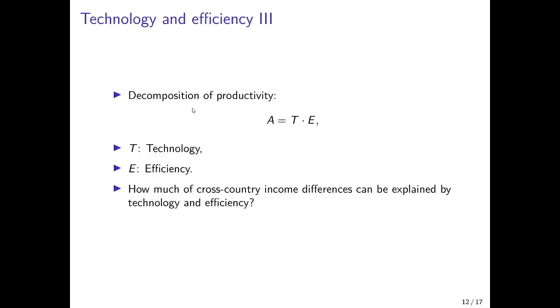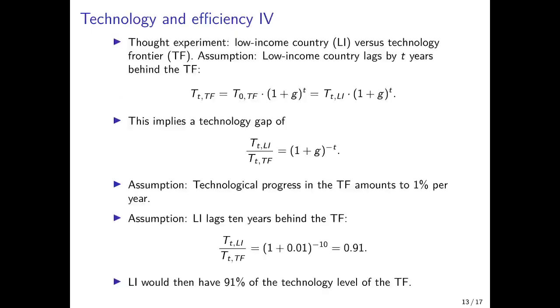Formally, we can write it down as it is done here. So productivity would be the product of technology T and efficiency E. And now we ask ourselves how much of the remaining cross-country income differences that we could not explain by differences in physical capital per worker and human capital per worker can be explained by these two components, technology and efficiency. To do this decomposition, we start with a thought experiment.